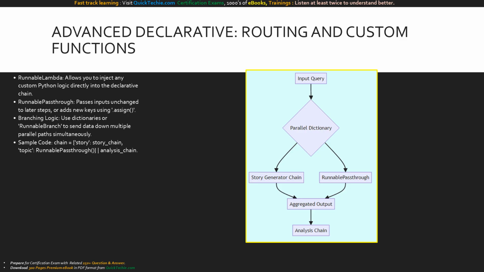Observe the branching in this diagram. The input query hits a parallel dictionary and splits. One path goes into a story generator, while the other uses runnable passthrough to carry the original input forward. Both paths converge into an aggregated output, which then feeds perfectly into a final analysis chain. This is true advanced routing.